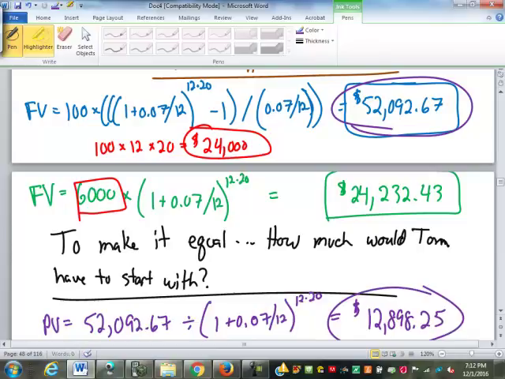One of the reasons I like doing this problem is look at the comparison between this number and that number. The reason I'm pointing that out is you look at what the lump sum would have to be. It's actually about half of what the total payments would be. Think about that. Making $100 a month is the same as putting away $12,000 all at once.